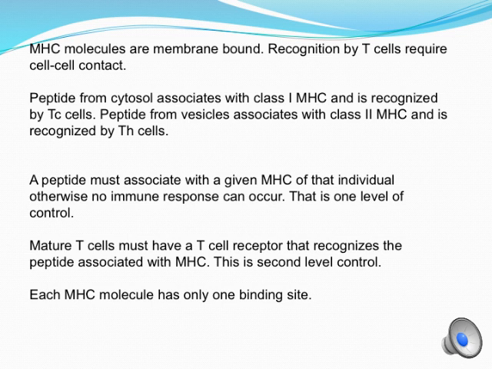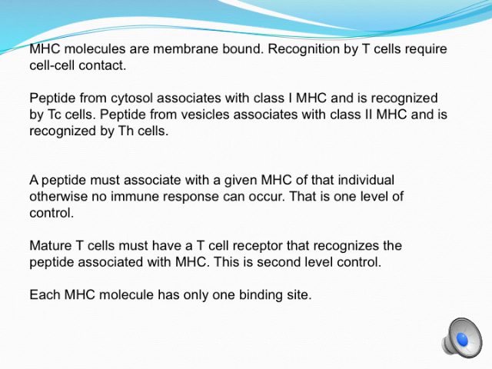Now, a peptide from the cytosol associated with class 1 MHC is recognized by TC cells, which stands for cytotoxic cells. We have two classes of MHC, class 1 as well as class 2. Both will be recognized by T cells, but what is the difference? Class 1 MHC will be recognized by TC cells, the cytotoxic cells, and class 2 MHC will be recognized by TH cells, the helper T cells.